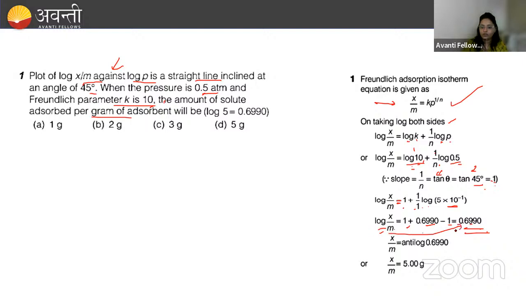When we transfer log to this side, it becomes antilog. So antilog of this term is going to give you this value, x by m is equal to 5. Okay, so how much amount of solute will get absorbed per gram of adsorbent? 5 grams. Yeah, let's move on to the next problem.